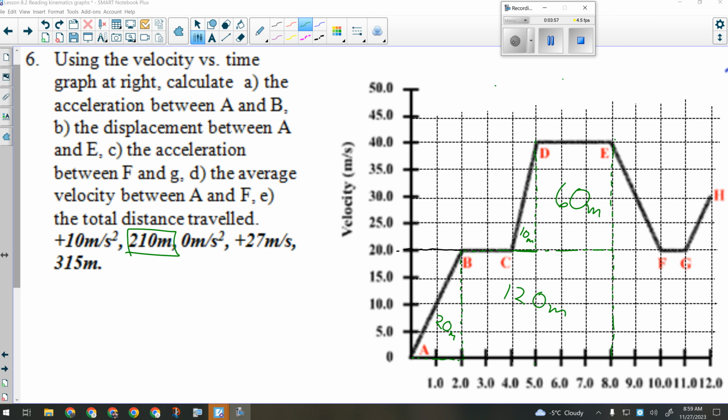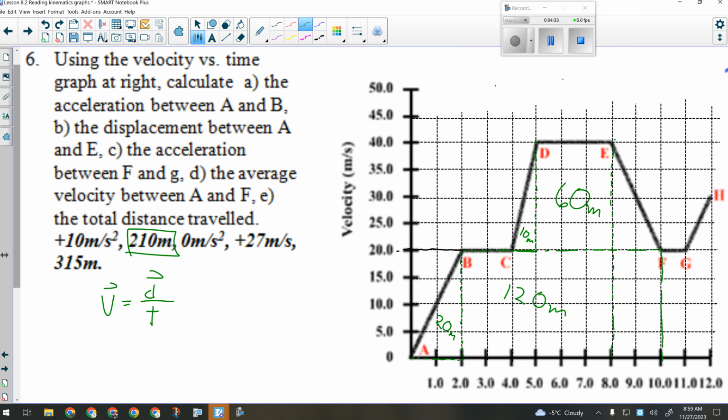So for D, average velocity between A and F. How do I calculate average velocity? Total displacement over total time. So I already calculated the displacement to E. I just have to get the rest of it to F now. Agreed? All right, so that means 1 more triangle and 1 more rectangle to add on to 210. So this rectangle here is 2 on the base and 20 high. 2 times 20 is 40, divided by 2 is 20.